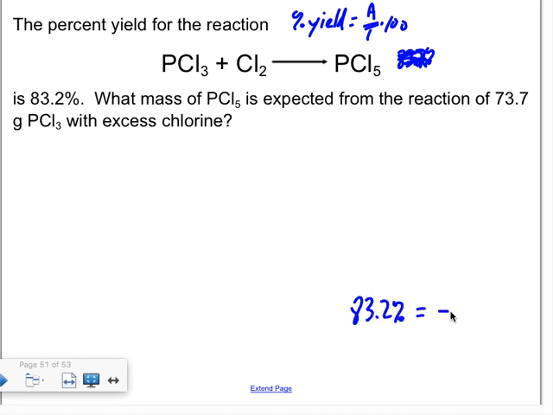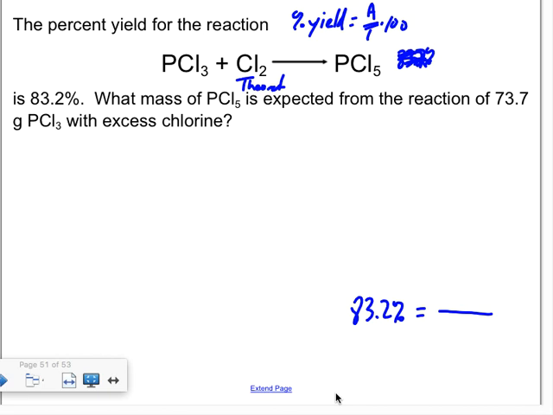83.2% equals what mass of PCl5 is expected. So we need to figure out the theoretical. That sounds like a theoretical, from the reaction of 73.7 grams PCl3 with excess chlorine. All right? Okay. I'm missing something here. What am I missing? Oh, okay. Sorry, I was just having a moment there.